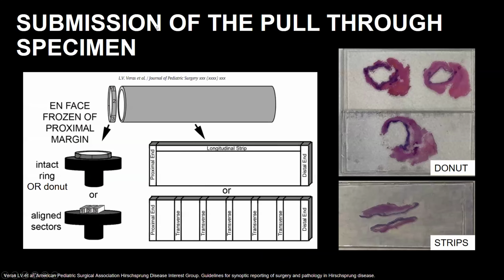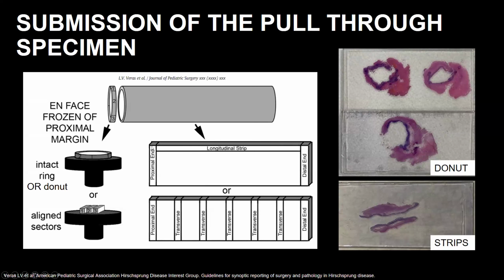So how do we submit that pull-through specimen? Typically, we do an en-face frozen section of the proximal margin. And you can see here, there are 2 ways to do it. If it's small enough, you can put it straight on its own, and that's a whole donut. If it's much larger or very, very big, you cut it into strips and you set it aside and you align the segments. And you can see that here, either donut or line sections.